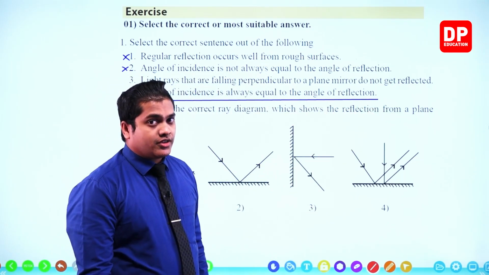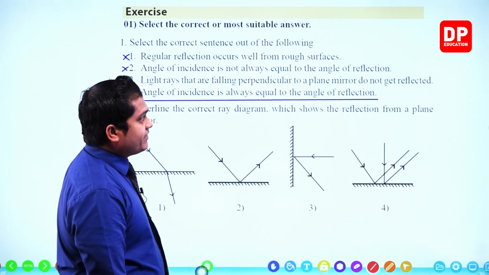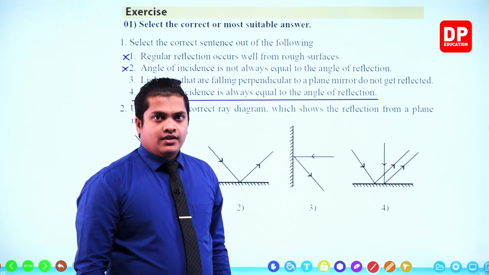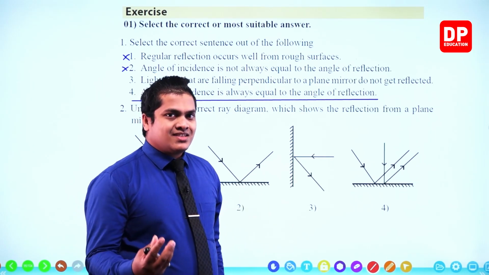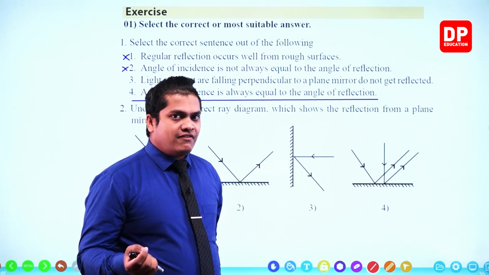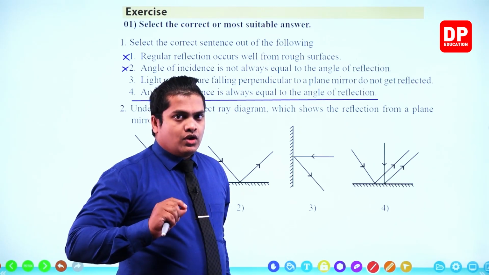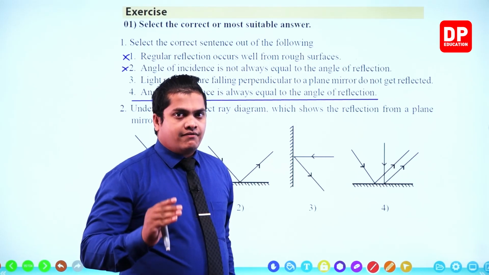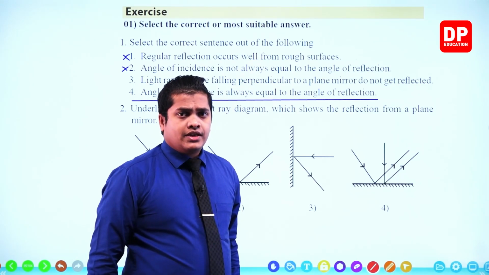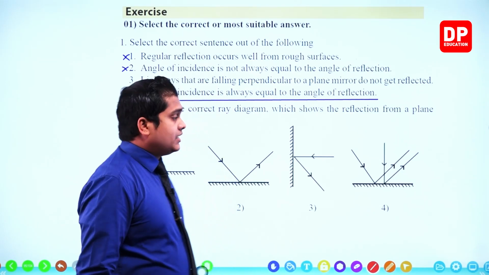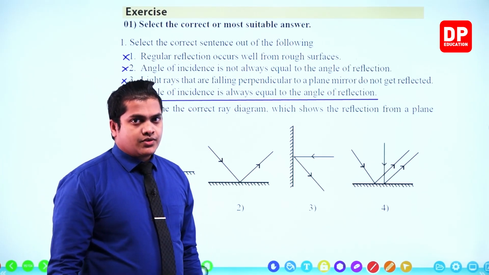Now I'm going to go ahead and check the third one. See, light rays that are falling perpendicular to a plane mirror do not get reflected. Who says that? It's totally incorrect. Each and every light ray which is going to fall onto a surface, I told you that some amount is getting absorbed and the other is getting reflected. No matter the angle at which the light rays fall, they are getting reflected if they fall onto a shiny surface. Not only a shiny surface, but any kind of surface. So, my dear children, this statement is also incorrect.